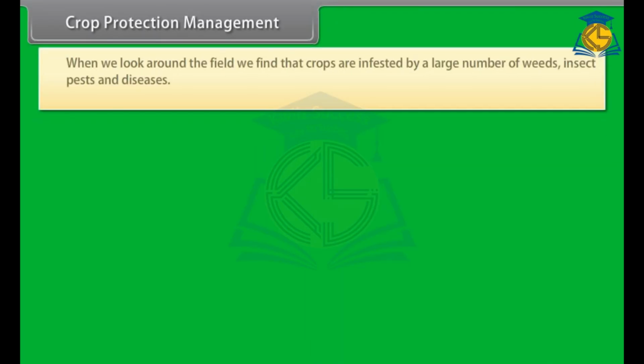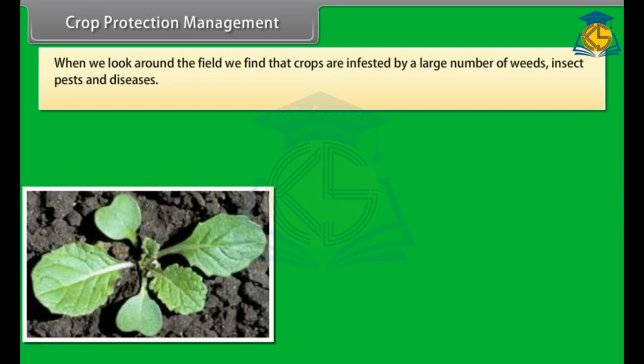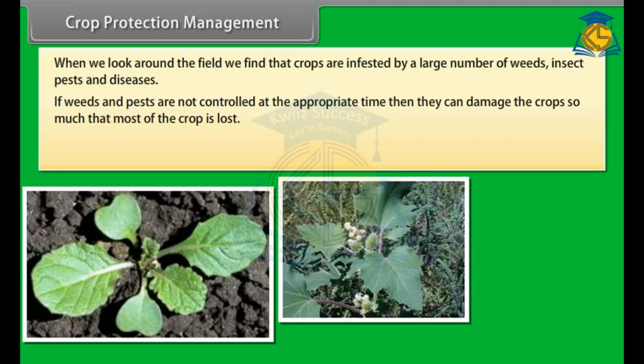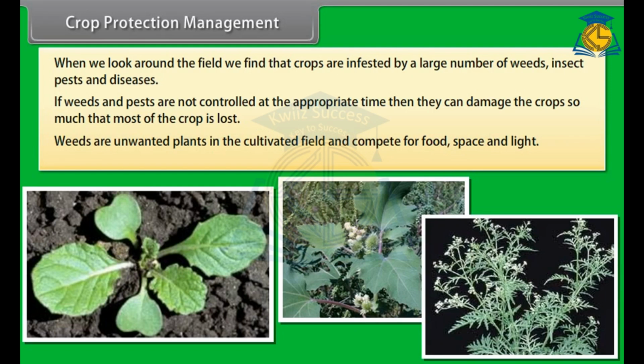Crop protection management. When we look around the field, we find that crops are infested by a large number of weeds, insect pests, and diseases. If weeds and pests are not controlled at the appropriate time, then they can damage the crop so much that most of the crop is lost. Weeds are unwanted plants in the cultivated field and compete for food, space, and light.